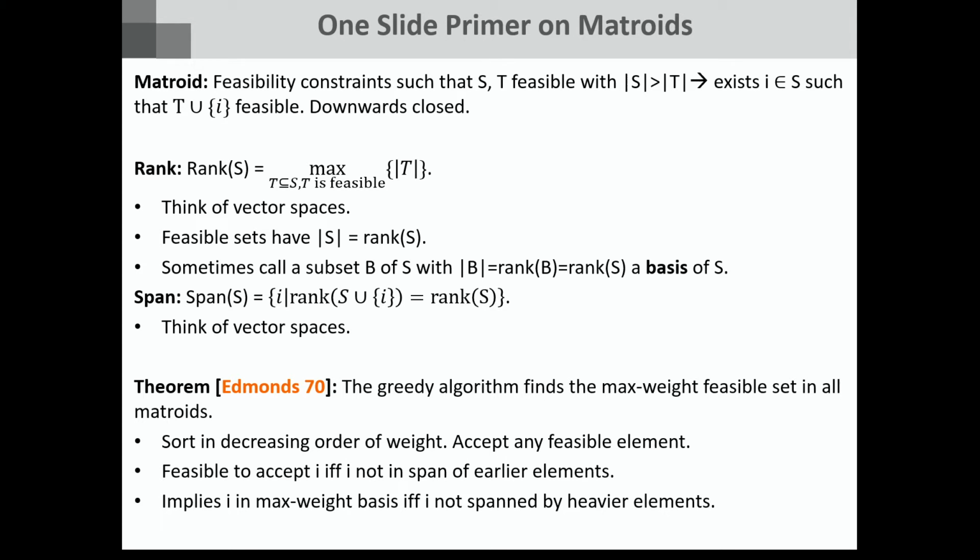One example of matroids are acyclic subgraphs of a graph, and we know that the greedy algorithm works to find a min or max weight spanning tree. You can think of elements being spanned if adding them would form a cycle. Okay, so this is again just to try and draw intuition. What this implies is that I is in the max weight basis if and only if it is not spanned by elements that are heavier than it. I am going to use this terminology and some of these facts later in the talk.